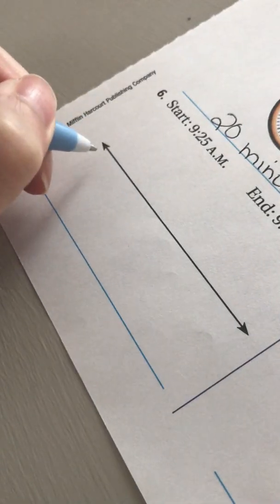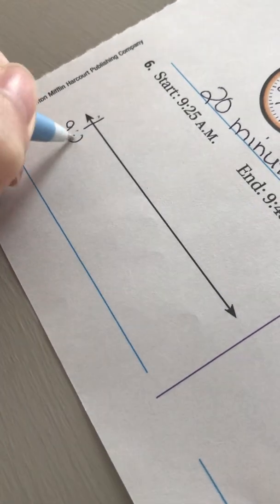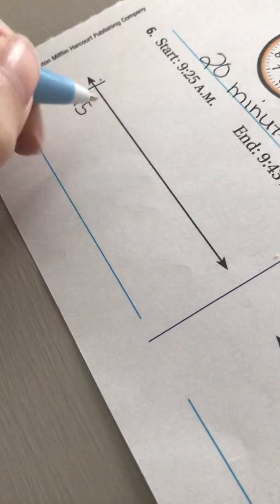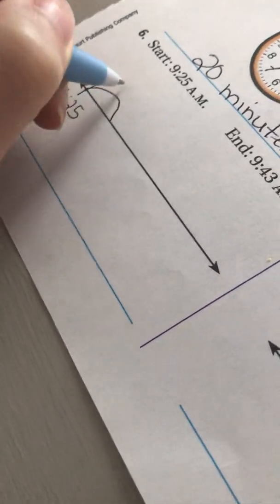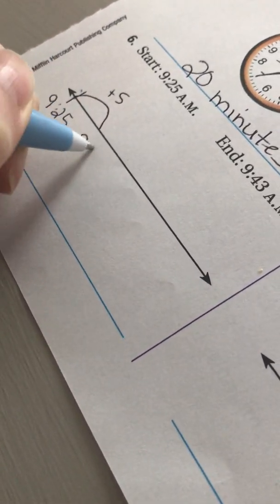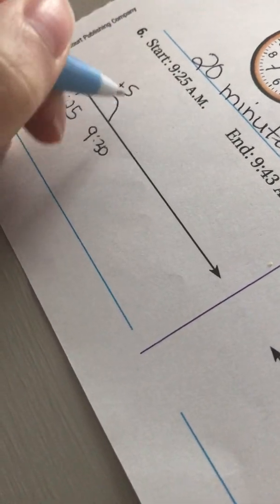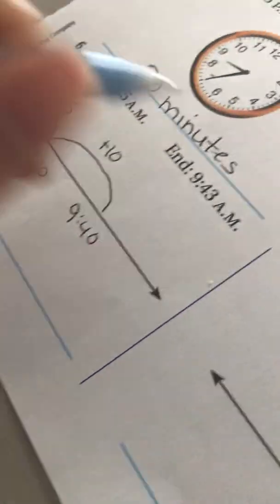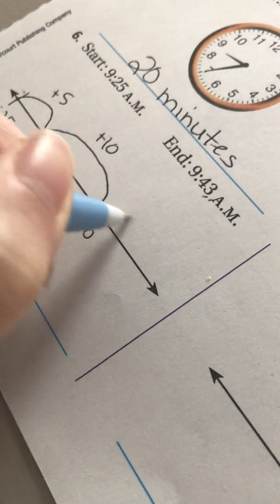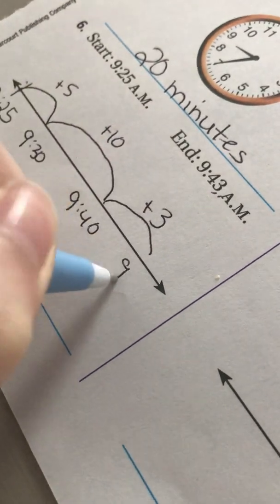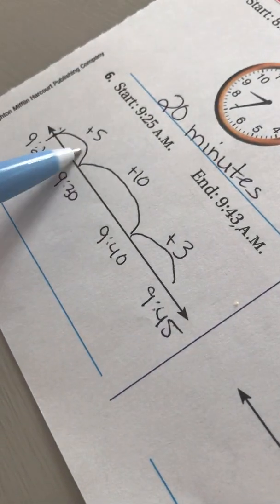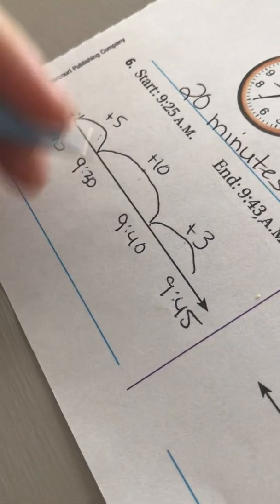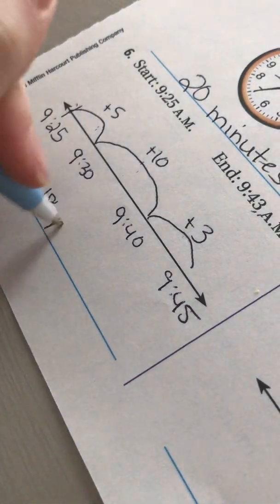Again, for your number lines, we'll get some more practicing with these. You want to have your start time here. And you want to say, okay, how can I make this easier to count? Well, I'm going to add 5 to get to 9:30. All right, then I'm going to add 10 to get to 9:40. We're getting closer. And then I just need to add 3 minutes, and I'm at my end time. Add up these numbers. 10 plus 5 is 15, plus another 3 is 18. And so that is your elapsed time.